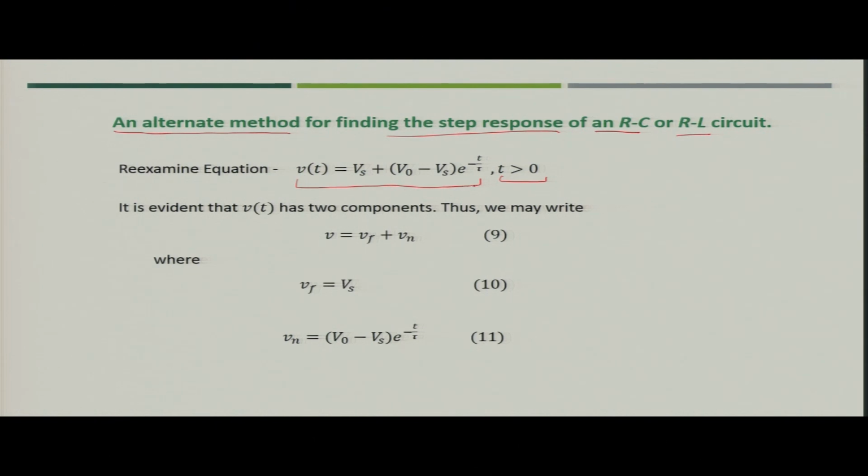Now, if you look at this equation, you will see there are two important components in it. Let us assume that the voltage V is the sum of the first component Vf plus Vn, where Vf is nothing but Vs and Vn is nothing but (V0 minus Vs) times e to the power minus t by tau.